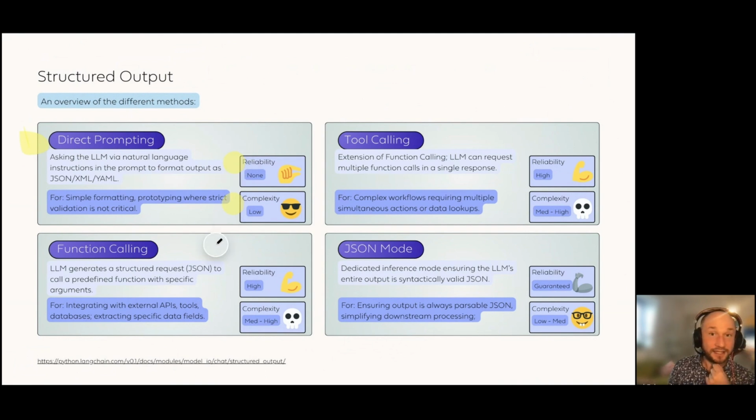Then the next method, actually they're very closely connected, function calling and tool calling. This is for when you want your large language model to generate structured requests, JSON usually, to call a predefined function. So you have a function in mind that has specific arguments that it requires as an input, and then you provide that in your prompt. Tool calling is basically the same. It is an extension of function calling. This is how it differs, and therefore you can run multiple function calls in a single request.